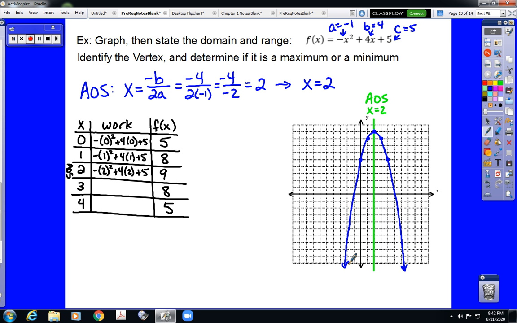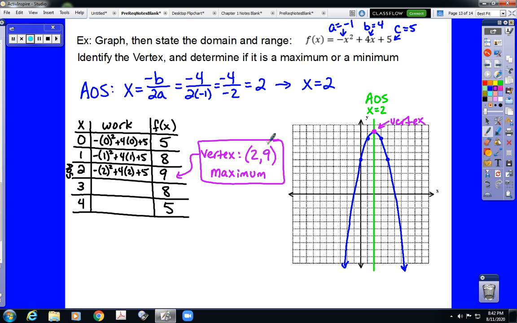Now once again, notice that right up here at the top is our vertex, just like in the previous example. Our vertex is this point in the middle. Our vertex is the point 2, 9. The point that lies on the axis of symmetry is the vertex. And since this particular quadratic has a negative a value, it opens downward, which means that that vertex is a maximum value for this quadratic.